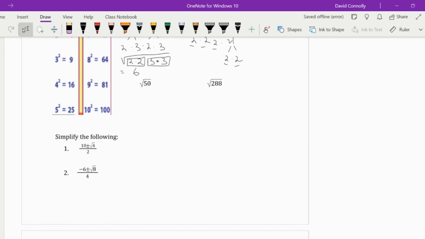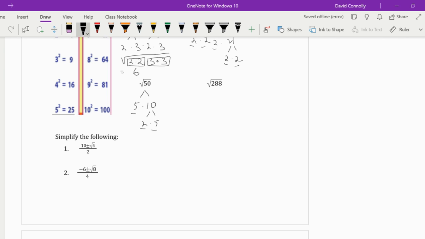So square root of 50. Again, on this one, we can do 2 times 25, or we can do 5 times 10. You're going to get to the same answer either way. I'm going to use 5 times 10. Now 5, I can't break down any further, so I'm going to underline. 10 is 2 times 5. And again, both of these I can't break down any further.